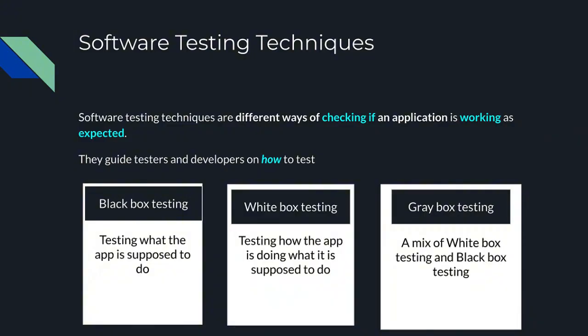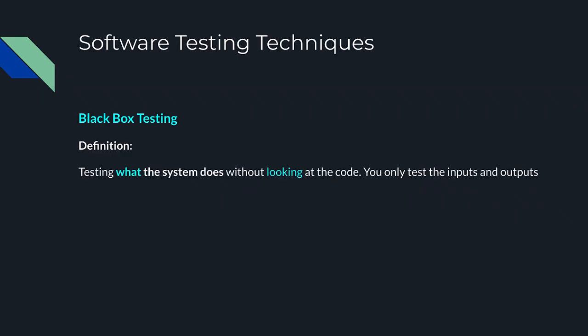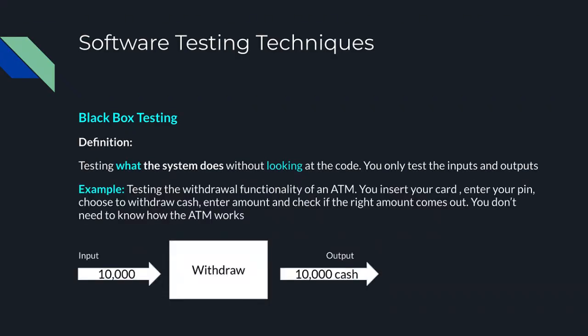and gray box testing. Black box testing is testing what the system does without looking at the code. You only test the input and output. Let's understand this by looking at this example. Testing the withdrawal functionality of an ATM. You insert your card, enter your PIN, choose to withdraw cash, enter amount, and check if the right amount comes out. You don't need to know how the ATM works.